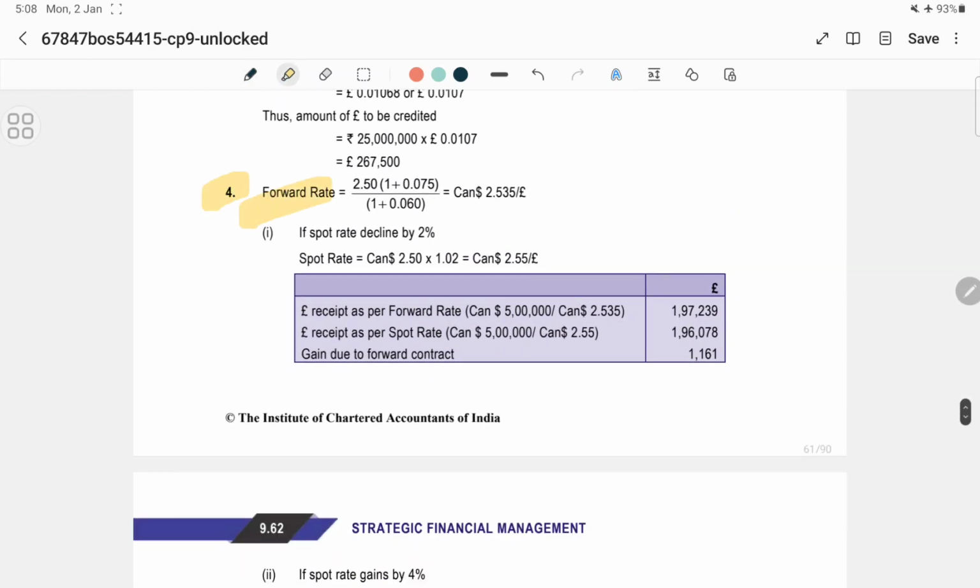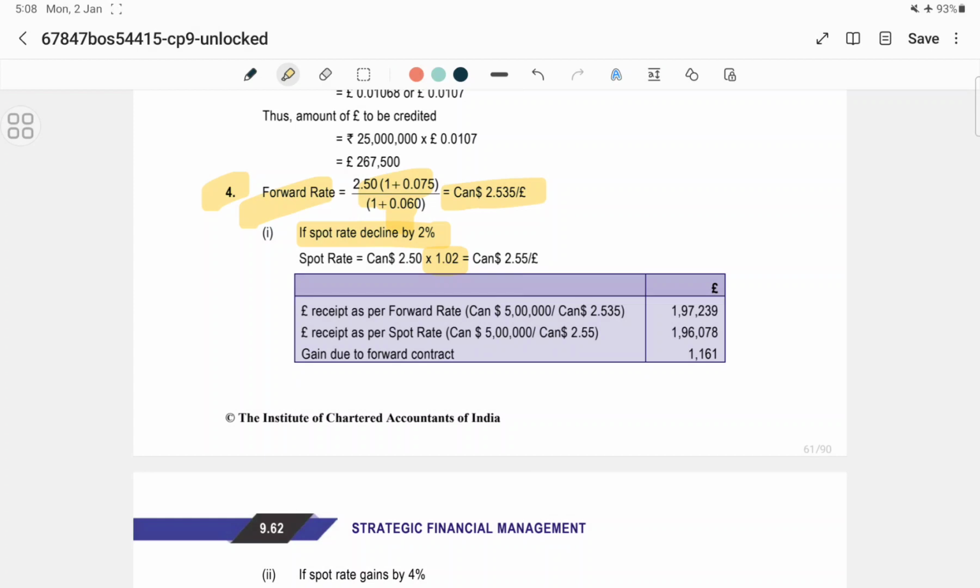Yeah, forward rate they've calculated with IRP. They've not given the formula. See this, 2.535 per pound. This is a pound direct quote. Next, they've said if the spot declines by 2%, but if you've noticed clearly, they are increasing. See, this is 1.02, that is 100 plus 2%. Right? They've increased it. But the question says if the spot declines.